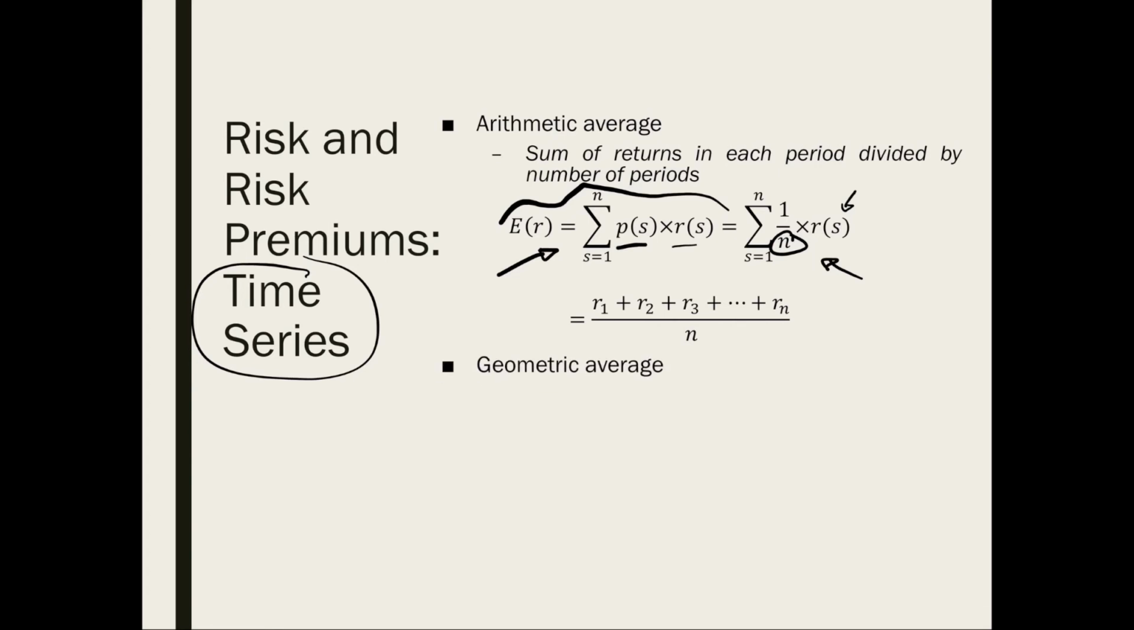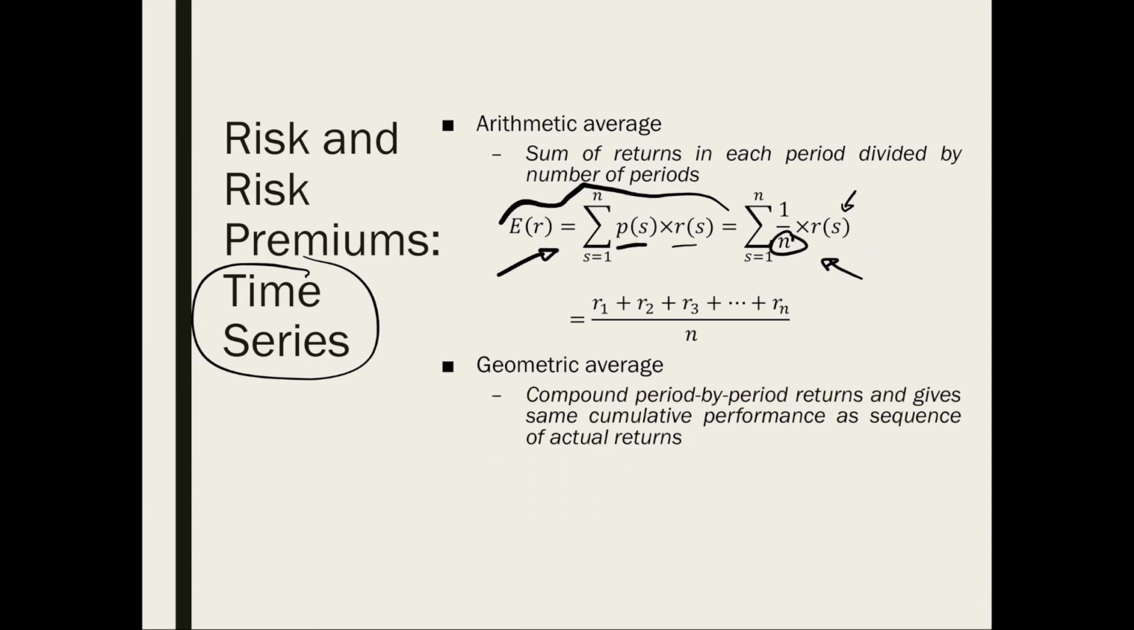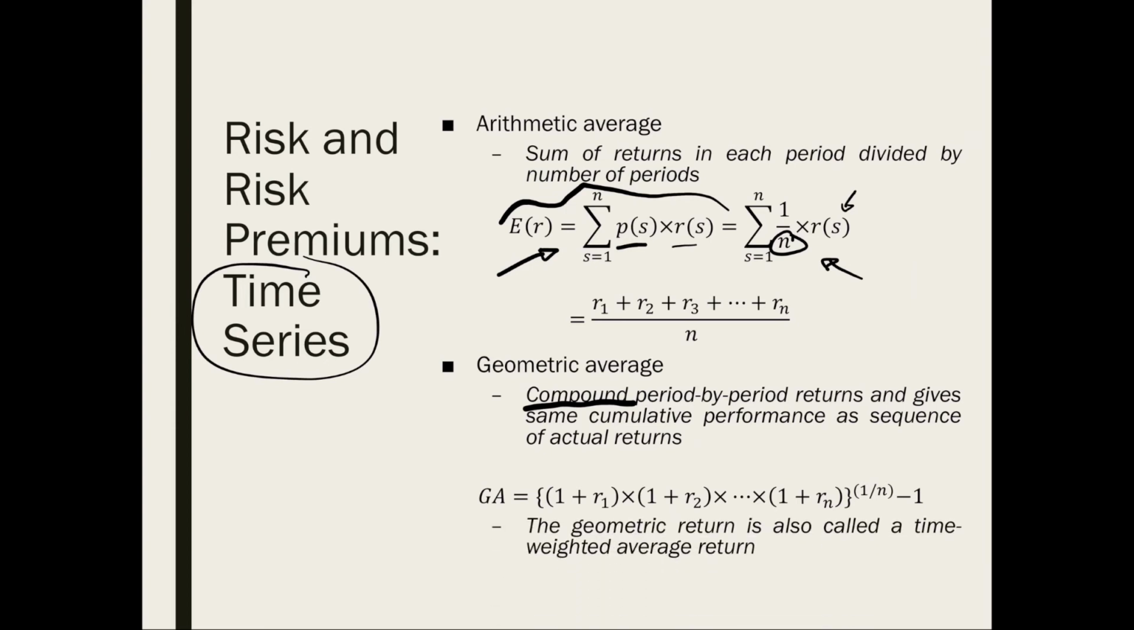Continuing on, the other type of average is what is called a geometric average. Your geometric average is the compound period by period return, and it gives the same cumulative performance as the sequence of actual returns. To calculate it, you multiply the return, so 1 plus return times 1 plus return for each of the different periods, and you raise it to the 1 over number of observations as your exponent, and then you subtract 1. This geometric return is also called a time-weighted average return.